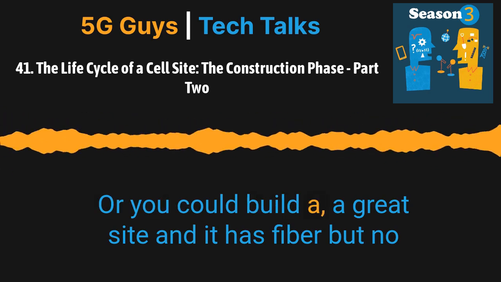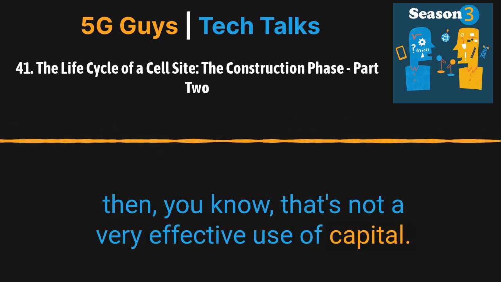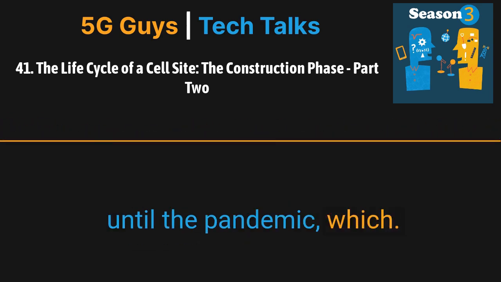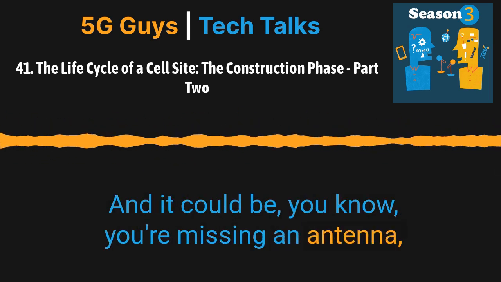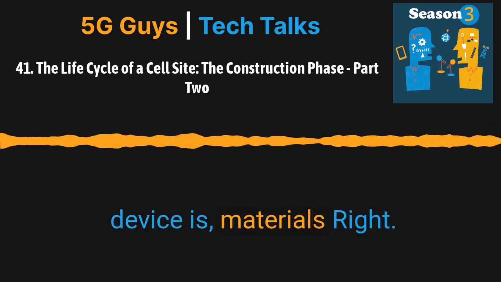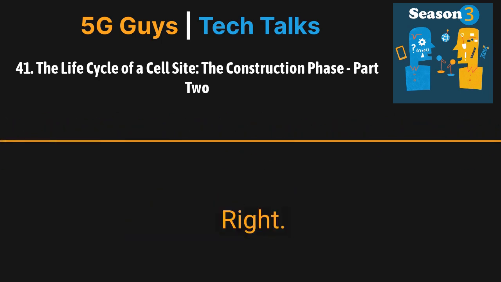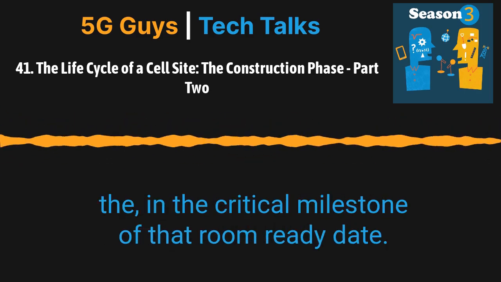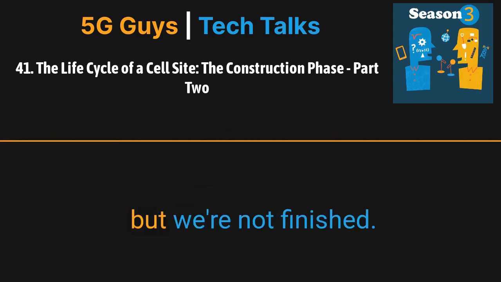Or you could build a great site and it has fiber but no power, and it'll sit there for 4 or 5 months. And that's not a very effective use of capital. So those are, I think, the two long poles of the tent until the pandemic, which then brought supply chain type issues. It could be you're missing an antenna, you're missing a GPS, whatever the device is. Materials, coordination of all those pieces and parts, fasteners, you name it, thousands of parts. So those are a couple of the ones that stick out for me in the critical milestone of that room ready date. And it signals that, hey, we're getting close, but we're not finished.